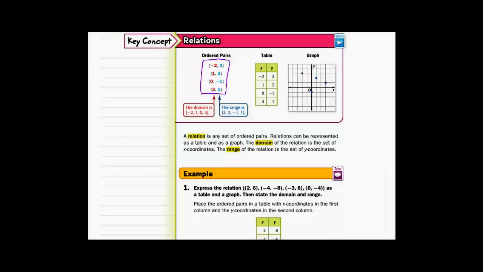Relations can be represented as a table and a graph. So if I take these right here, I can make a table. You know that the first coordinate is the x, and the second coordinate is the y. Just like in the alphabet, x comes first, y comes second. Okay? So let's get some vocab out of the way.